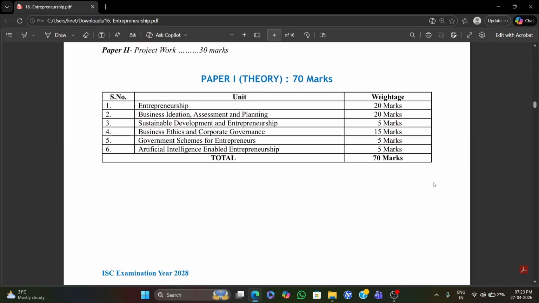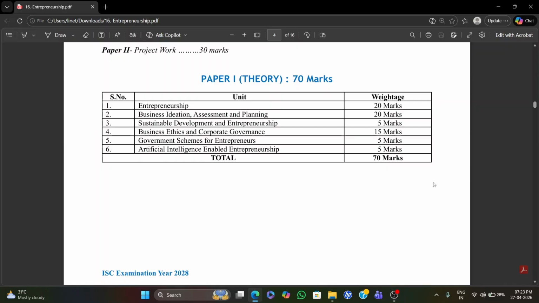And the fourth chapter, business ethics and corporate governance, 15 marks weightage is given. Fifth chapter, government schemes for entrepreneurs, 5 marks questions are from this chapter. Next, the last chapter, artificial intelligence enabled entrepreneurship, AI enabled entrepreneurship, that is marks out of 5.